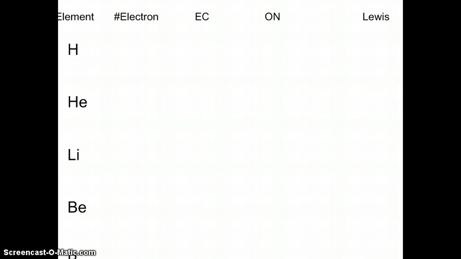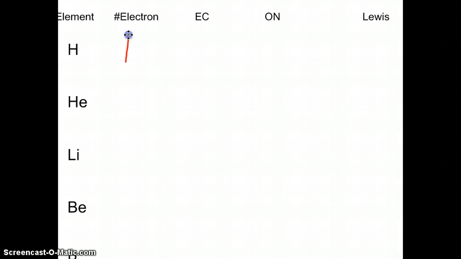And if you remember from last chapter, the total number of electrons is equal to the atomic number, or the number of protons for a neutral atom. So we're going to go with that. That's why you need a periodic table today. So let's look at the very first element, hydrogen. And the atomic number of hydrogen is 1, so there is 1 electron.